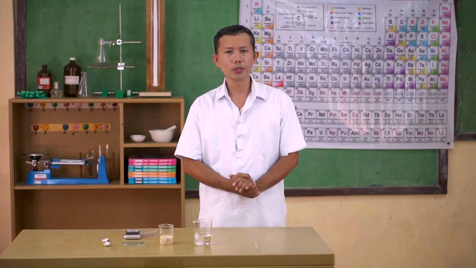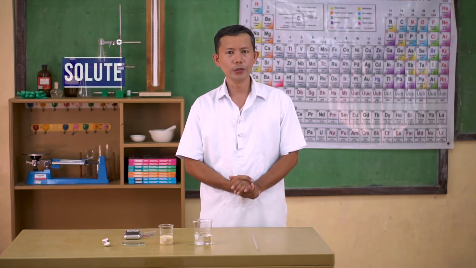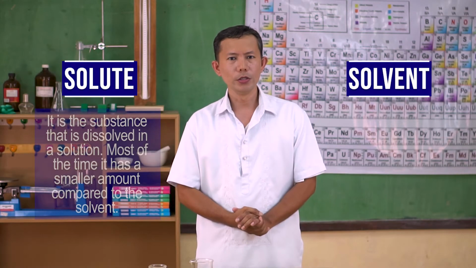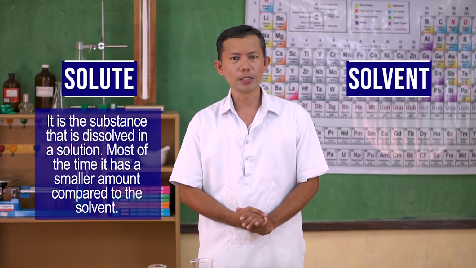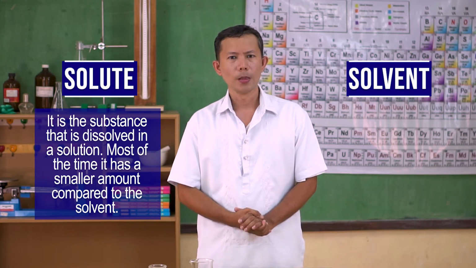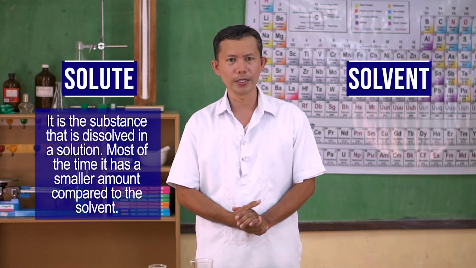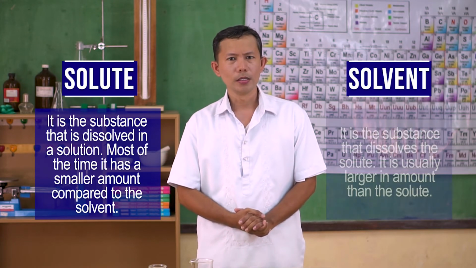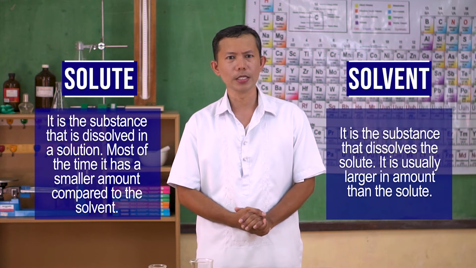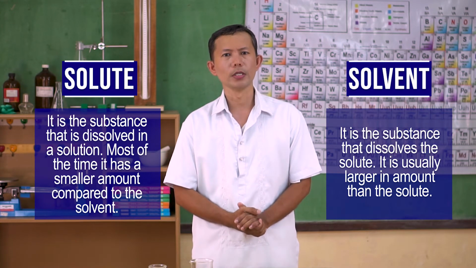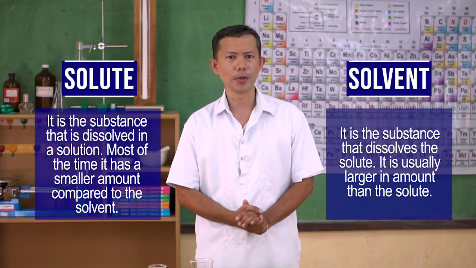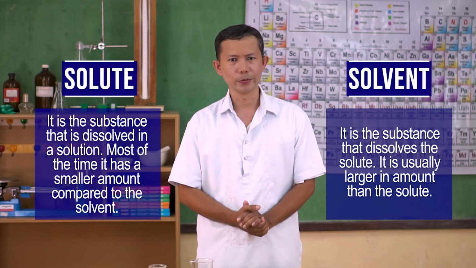A solution has two components, the solute and the solvent. Solute is the substance that is dissolved in a solution. Most of the time, it has a smaller amount compared to the solvent. Meanwhile, solvent is the substance that dissolves the solute. It is usually larger in amount than the solute.